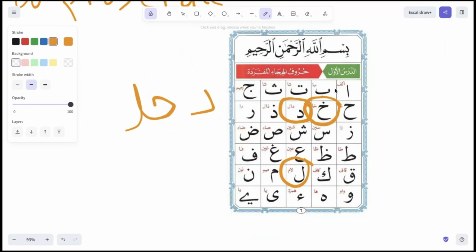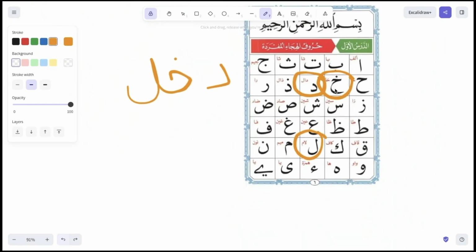Da, kha, la. Like this. We don't connect this here together. No. Because dal is an unfriendly letter, so it doesn't connect with the next letter. Dakhala. And that means to enter. To enter.